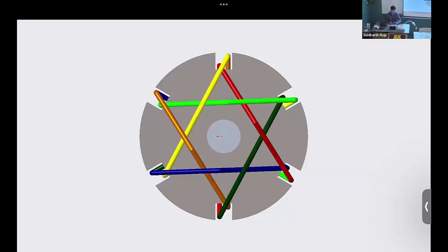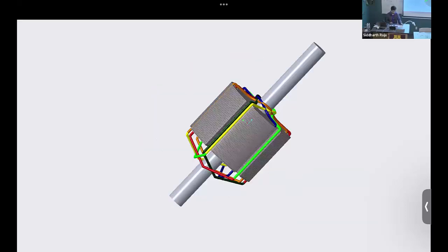I'll draw a better winding diagram. We'll do a winding diagram in a planar structure. This is just to show what happens in a motor. So whatever wire started, you'll end up with the same wire shorted out in the end, right? And this is what the top would look like.